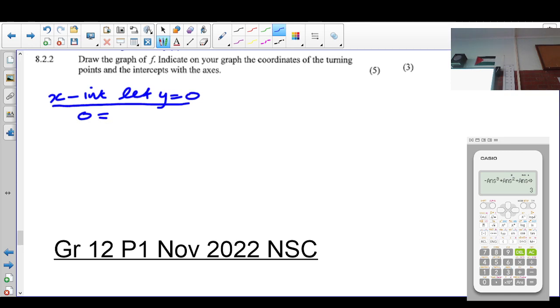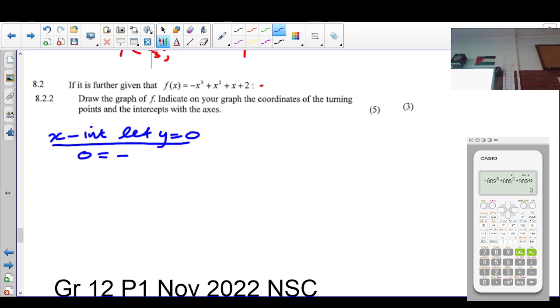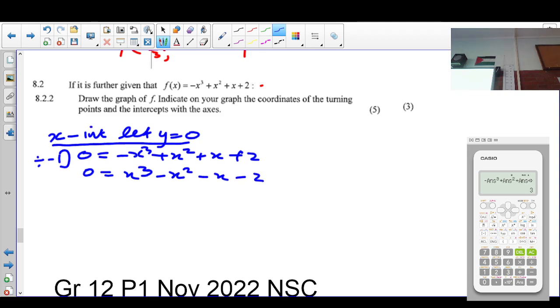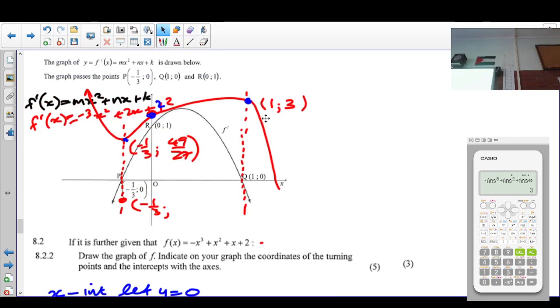So you've got 0 is equal to negative x cubed plus x squared plus x plus 2. We divide by negative 1. So you've got 0 is equal to x cubed minus x squared minus x minus 2. So now we must test for which value is going to give you 0 on this graph. Well, definitely 1 is not going to work because 1 is already at 3. Negative values won't work here, as you can see how this graph looks already.